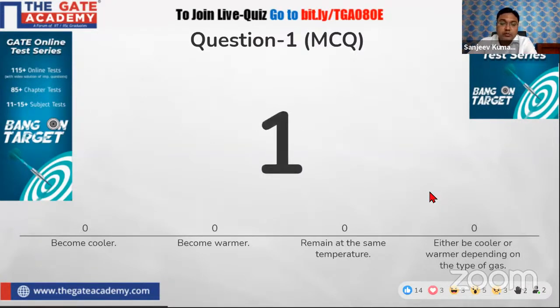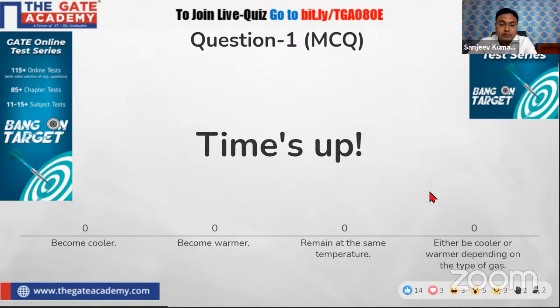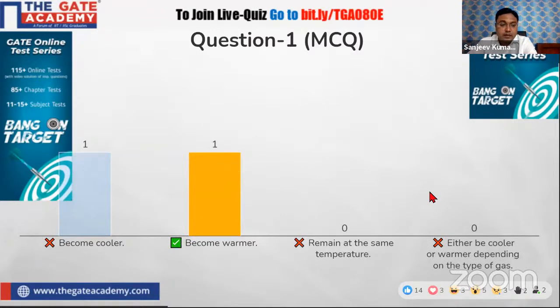So time is over now. Yes, one person has given the right answer: become warmer. That's correct. I'll tell you why it will become warmer. I have a complete graph for the Joule-Kelvin coefficient. I'll tell you why it is warmer, what the inversion point is, all things related to the Joule-Thomson coefficient.